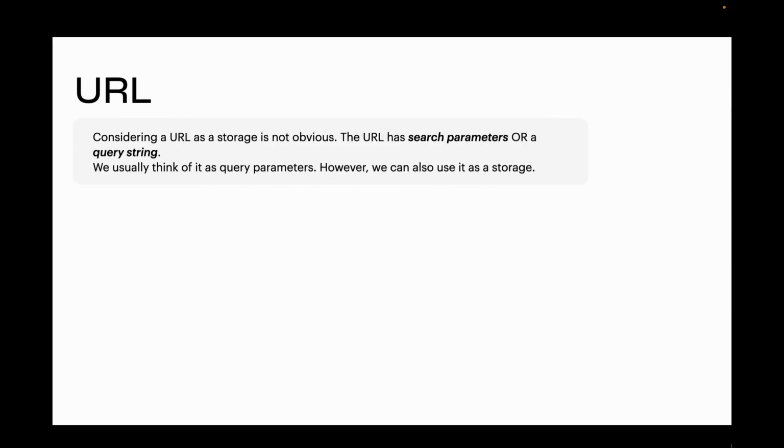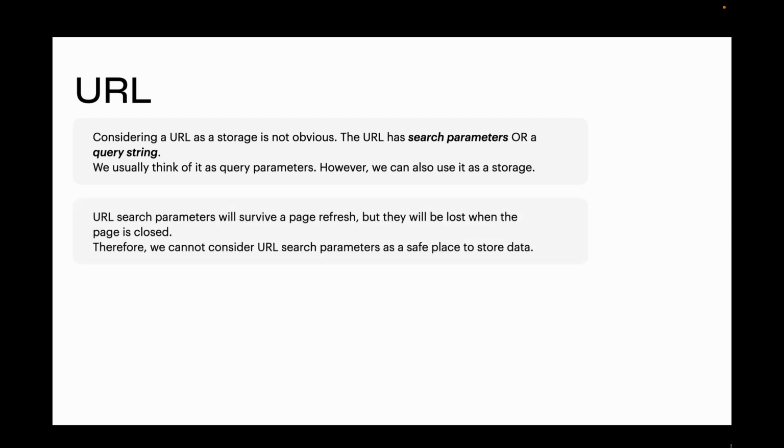Let's start with a URL. Considering a URL as a storage is not obvious. The URL has search parameters or a query string. We usually think of them as query parameters, however we can also use them as storage. URL search parameters will survive a page refresh, but will be lost when the page is closed. Therefore, we cannot consider URL search parameters as a safe place to store data.